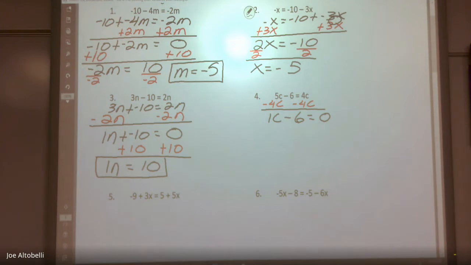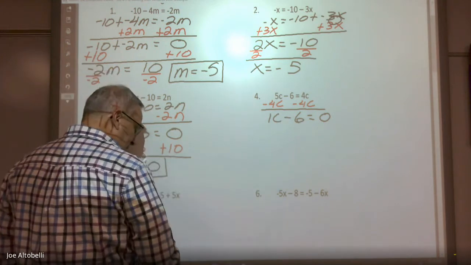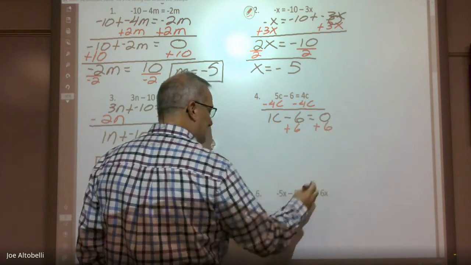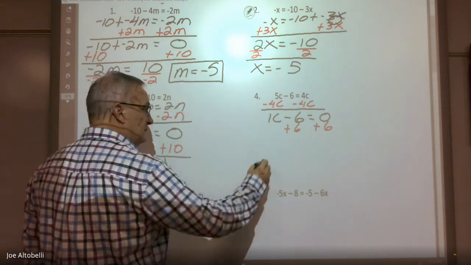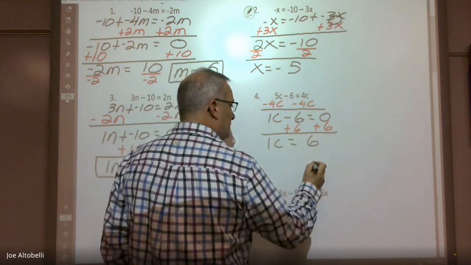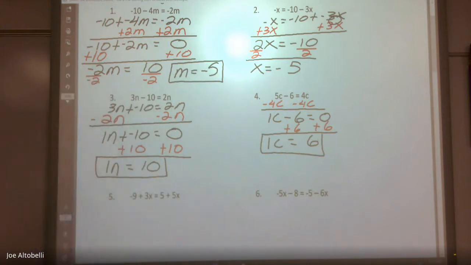I am now looking at solving a two-step equation, only it really is a one-step. So to undo subtract 6, we are going to add 6. And I get 1c is equal to 6. And that is our answer, because we want to know what c is equal to.